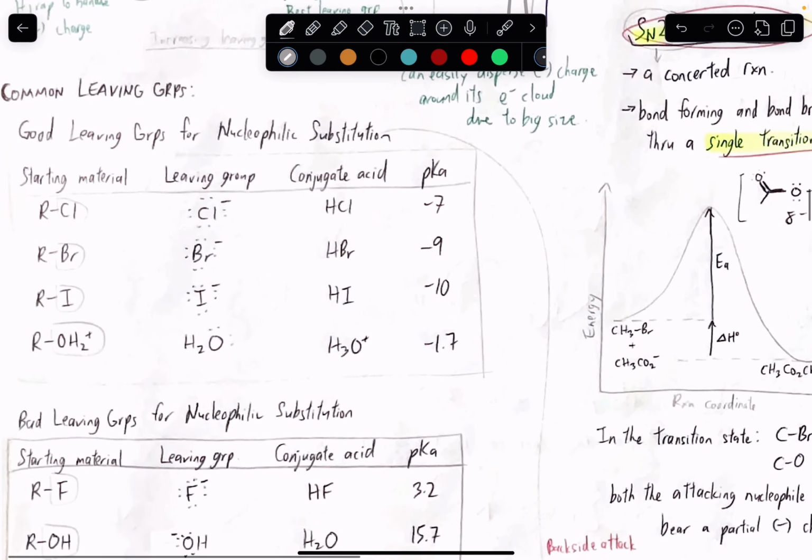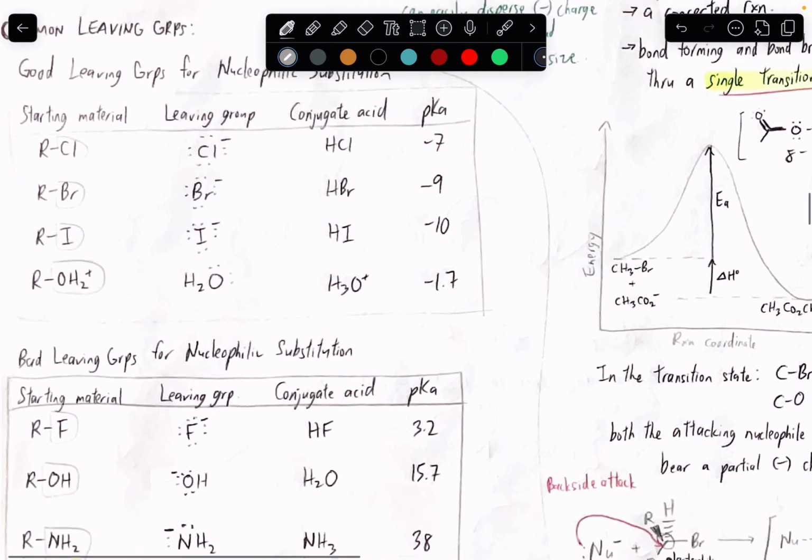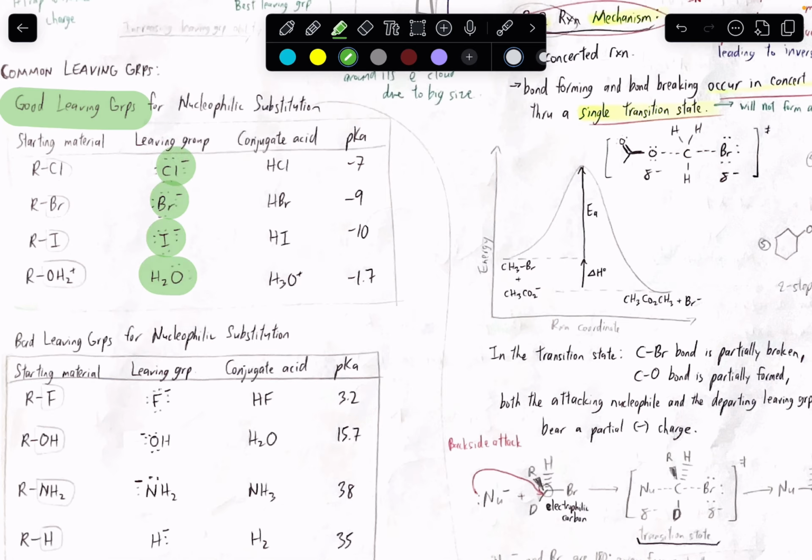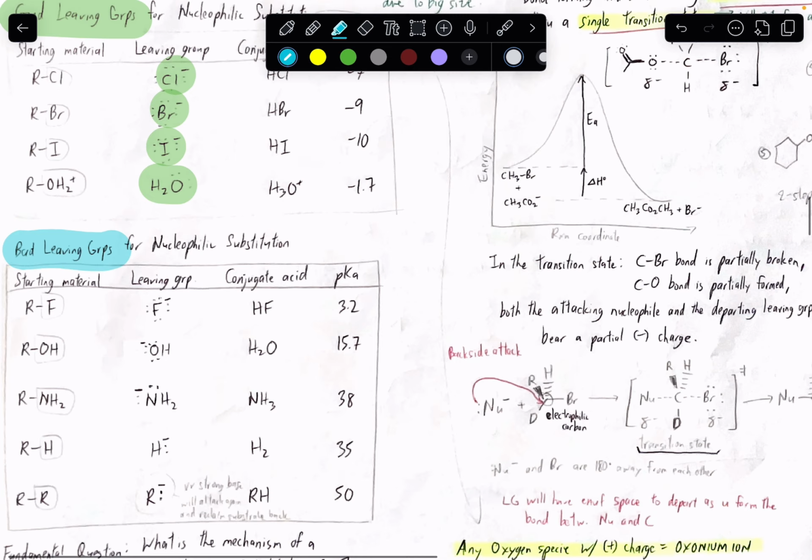So, what are good leaving groups for nucleophilic substitution? We have chlorine, bromine, iodine, water. I think at this point you just have to memorize the list or at least be familiar. Good leaving groups: chlorine, bromine, iodine, water. For bad leaving groups, one of them is fluorine, common sense. OH, hydroxide, is a strong base, so it's not a good leaving group.